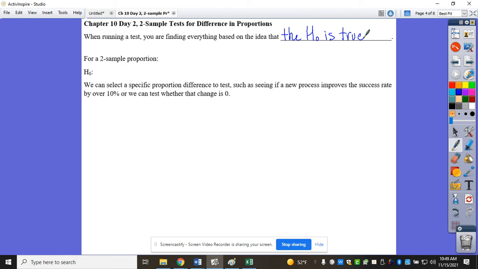So for a two sample proportion, at least very generally, what do you think it's going to look like for a null hypothesis? Don't overthink it. Something, right? But what's always in our null hypothesis? So, some number.